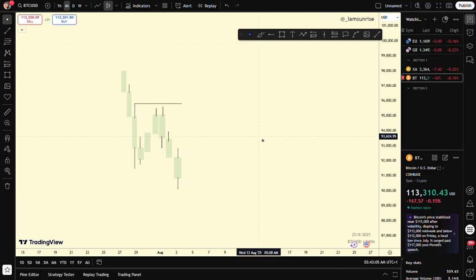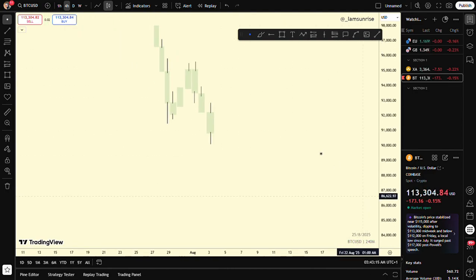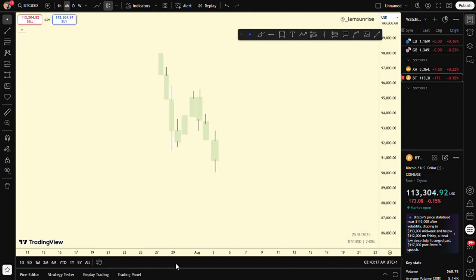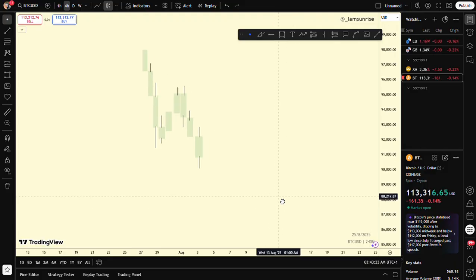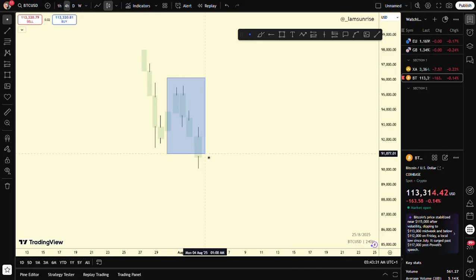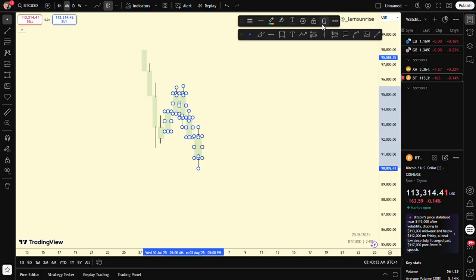I hope you understand this stuff. So now let's move on to what I call inducement. Inducement is formed from this whole structure right here, like the pullback. Let me remove this stuff right here.